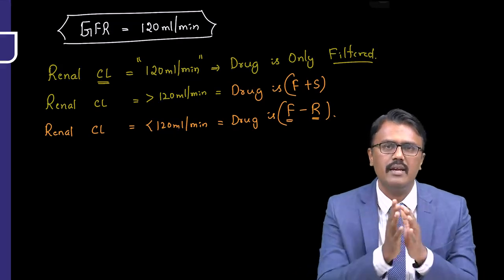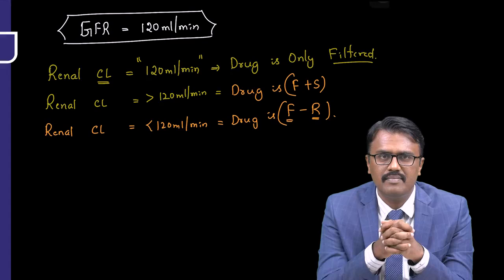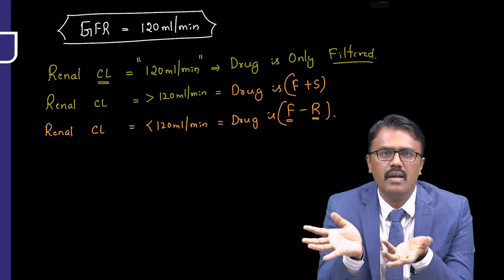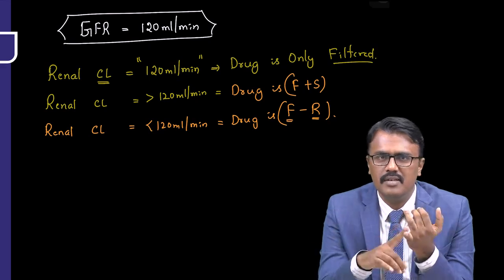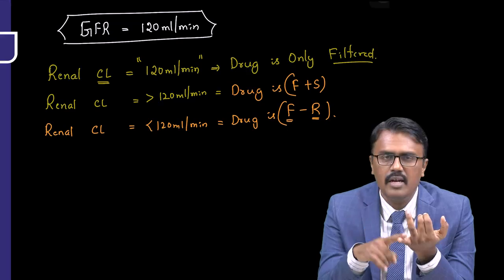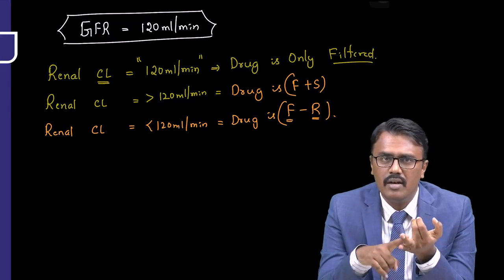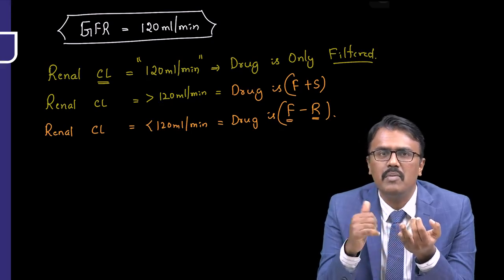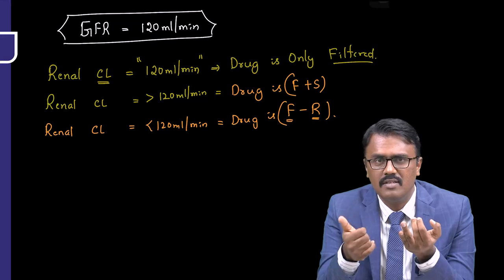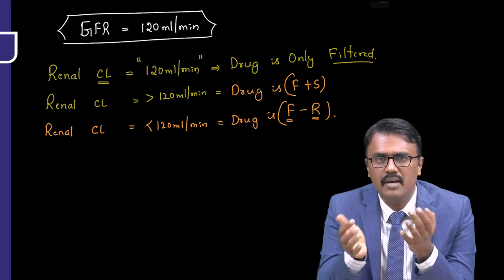Suppose you are getting a salary of 1 lakh. That means you are getting 1 lakh, that is only you are getting filtered. But if you are getting 1 lakh salary and you got a lottery of 50,000, that is secreted, your salary will be more. That means the clearance is more than 120 ml per minute.